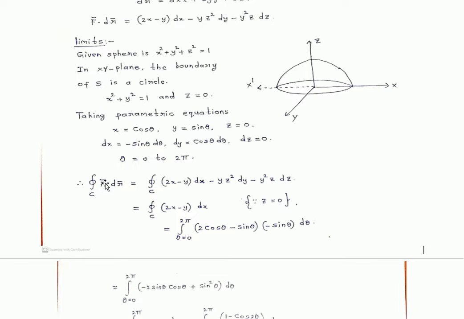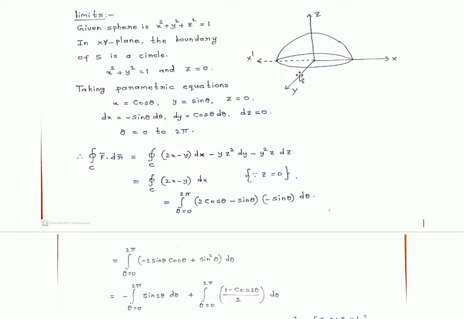Again, if you want to calculate line integral, we need parametric equations. That means z is already 0, x variable will be converted to theta, y variable also will be converted to theta by taking parametric equations as x equal to cos theta, y equal to sin theta, z equal to 0. If x equal to cos theta, dx equal to minus sin theta d theta, dy is equal to cos theta d theta, sin theta derivative cos theta d theta, dz becomes 0. And for this circle in xy plane, theta angle varies from 0 to 2 pi. Complete circle consists of 0 to 360 degrees. So theta varies from 0 to 2 pi.